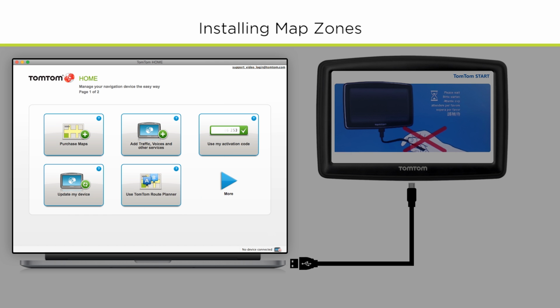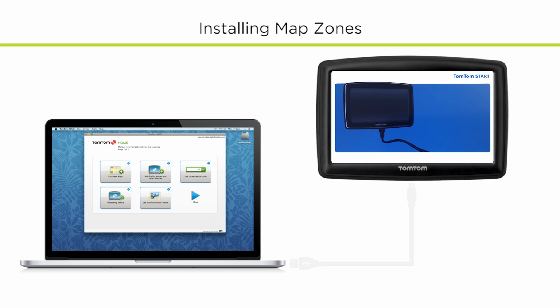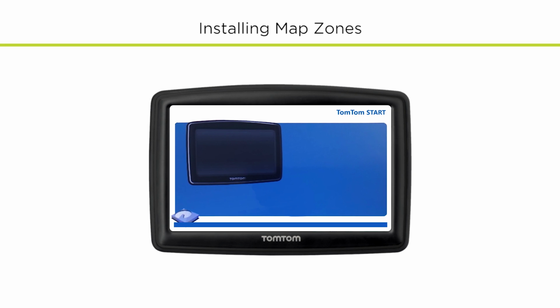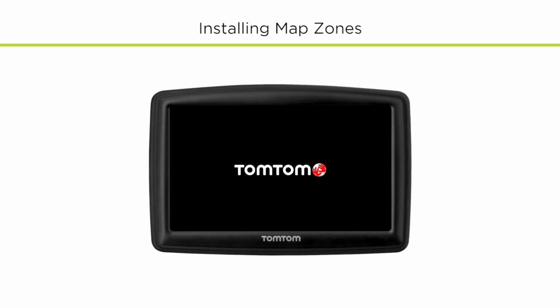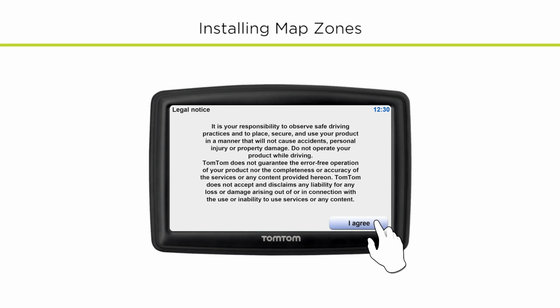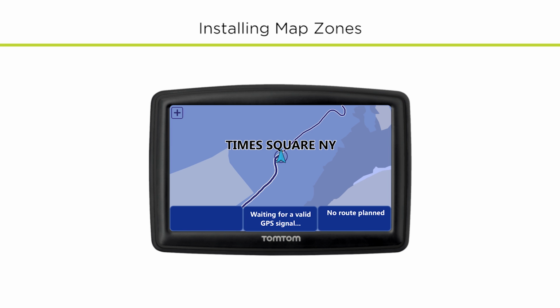You can now use the map zone on your device. While you can only install one map zone at any time, you still have access to the whole map and can change the zone you are using whenever you need to using TomTom Home.